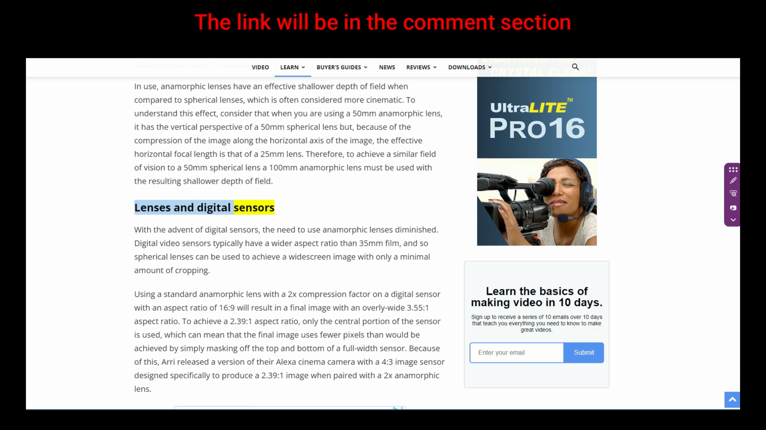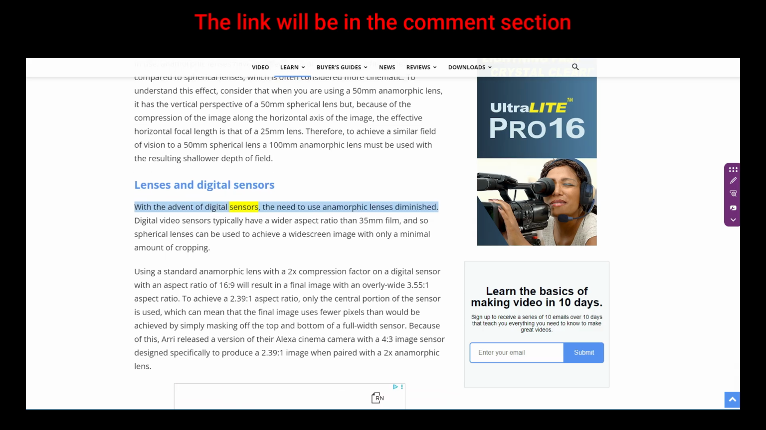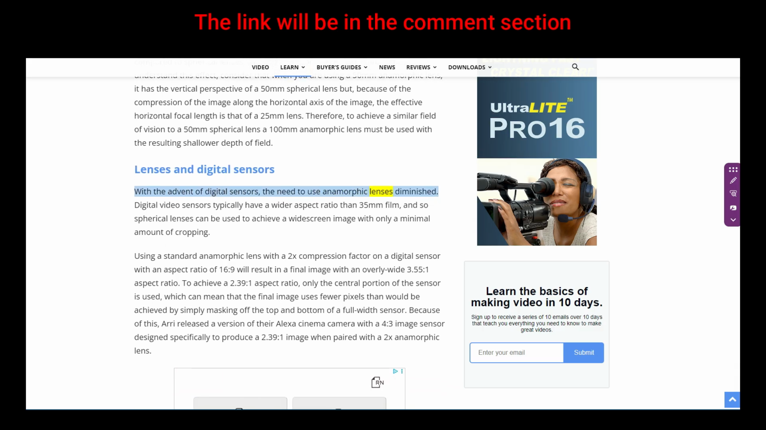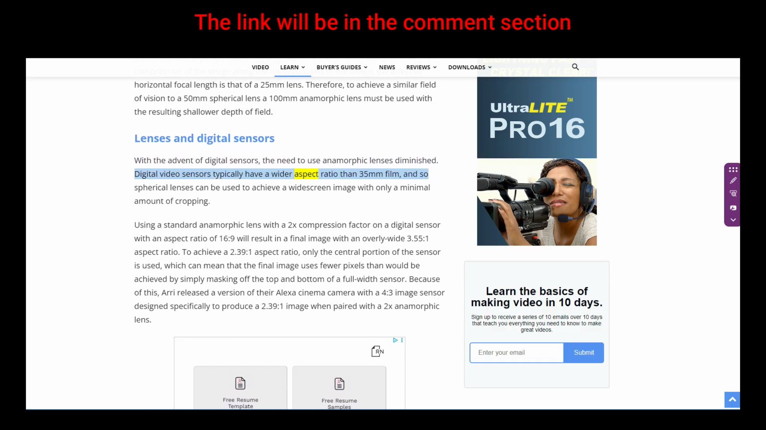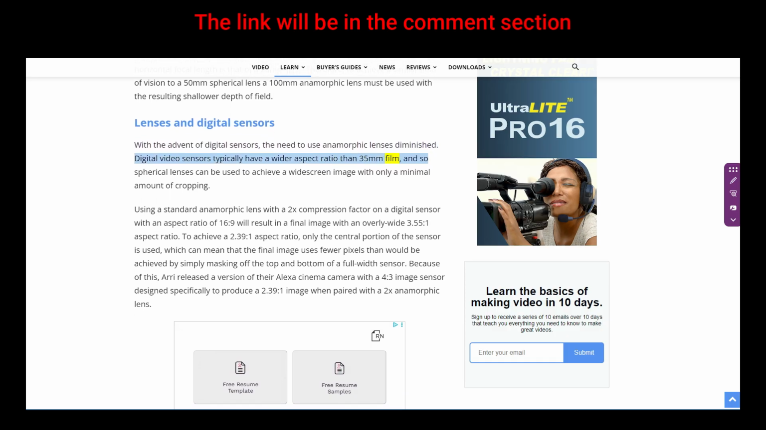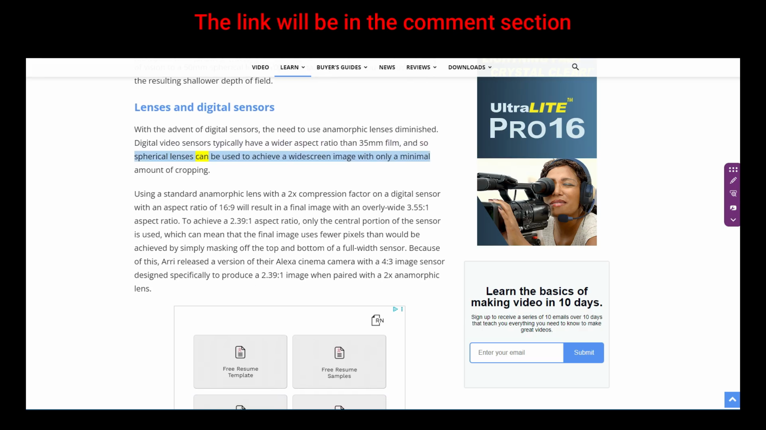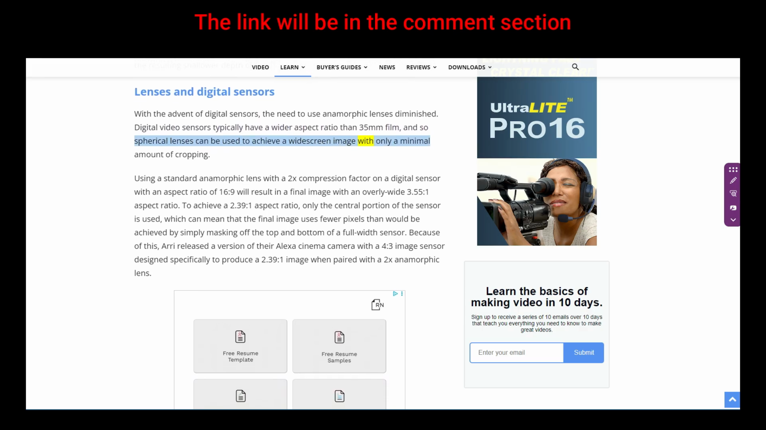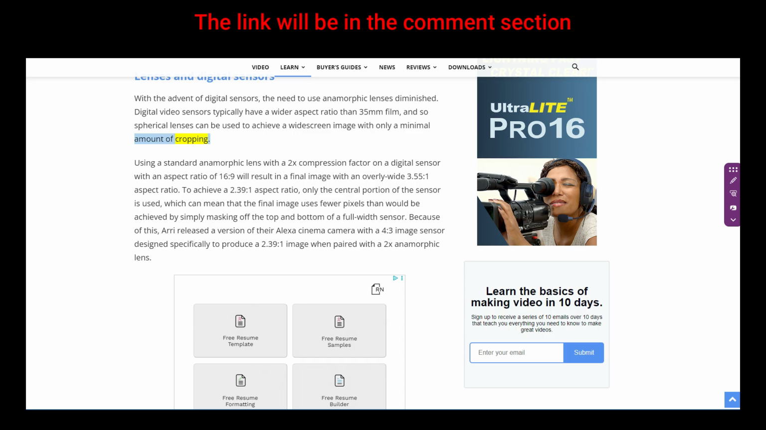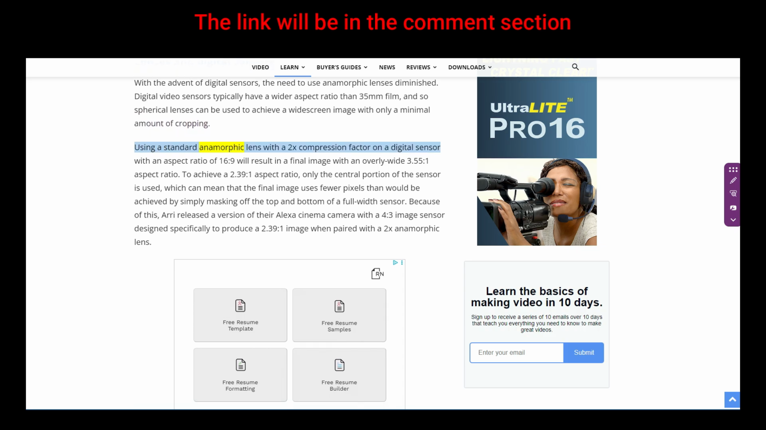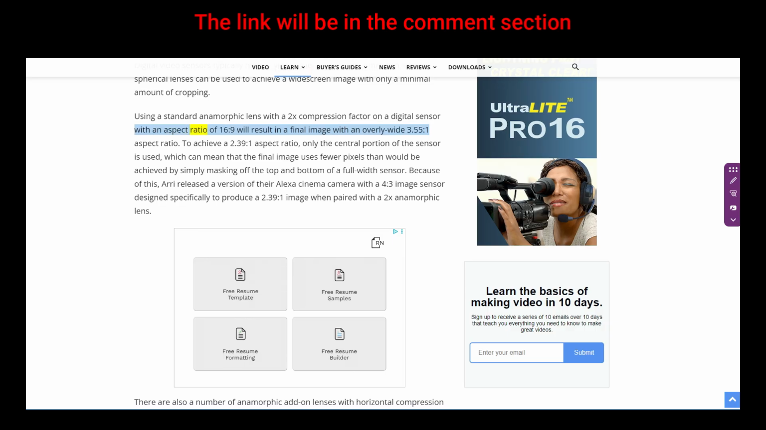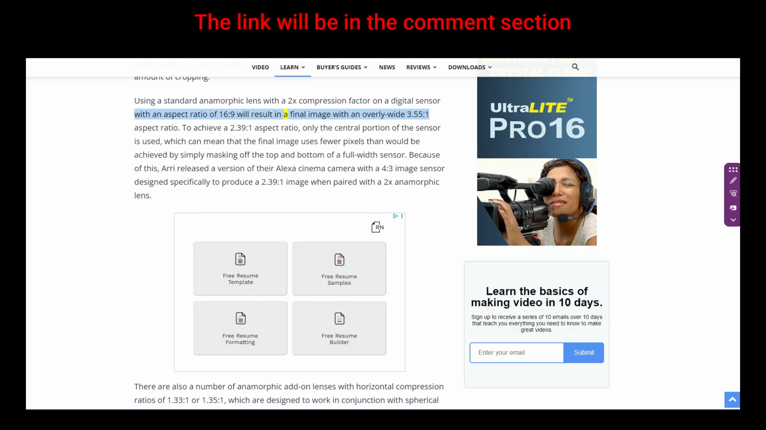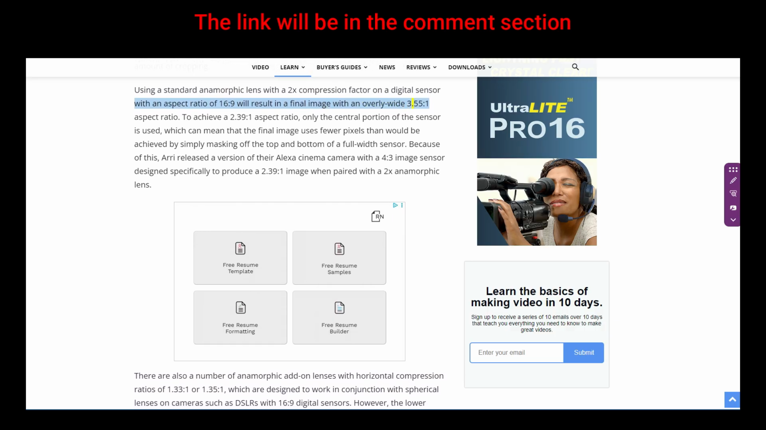Lenses and digital sensors. With the advent of digital sensors, the need to use anamorphic lenses diminished. Digital video sensors typically have a wider aspect ratio than 35mm film, and so spherical lenses can be used to achieve a widescreen image with only a minimal amount of cropping. Using a standard anamorphic lens with a 2x compression factor on a digital sensor with an aspect ratio of 16:9 will result in a final image with an overly wide 3.55:1 aspect ratio.